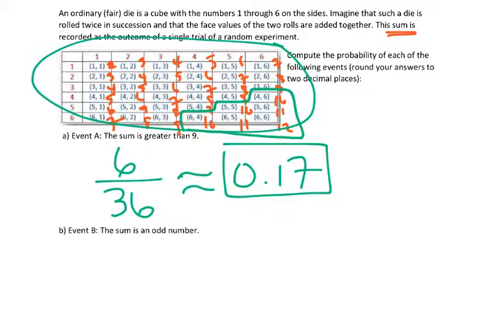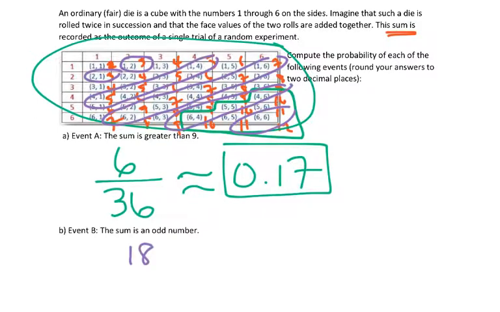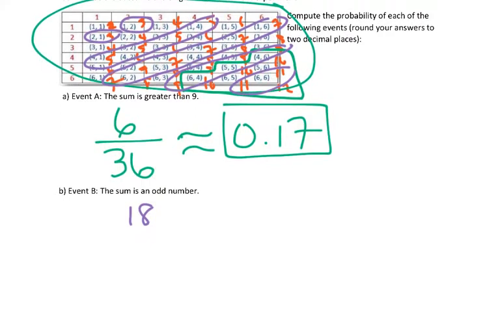Alright, event B says the sum is an odd number. So we're going to look at this chart again, and let's look at where the odd numbers are. Well, you can go through the chart one by one. There is a little easier way, but we'll talk about this. I see that there are these diagonals. Do y'all see that? Then 9, then 11. So if you were to count all of those, you should get 18 of them. Again, the total is out of 36. And if you divide that, you get 0.5.